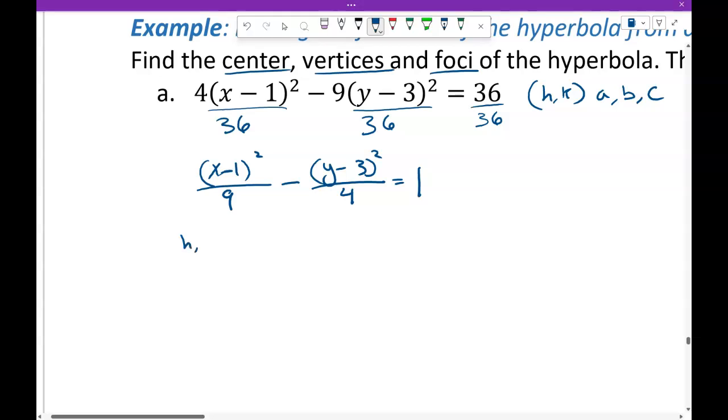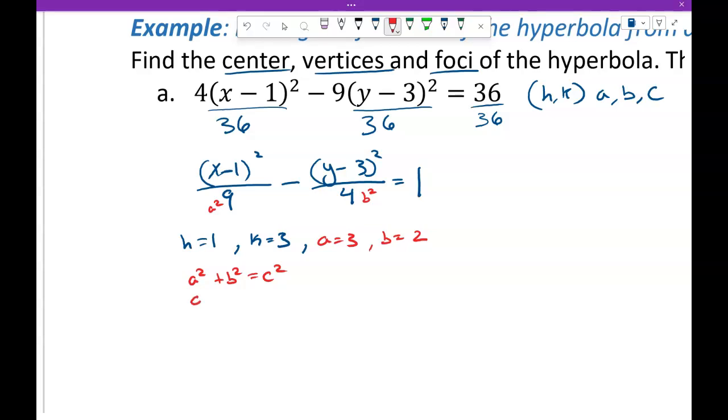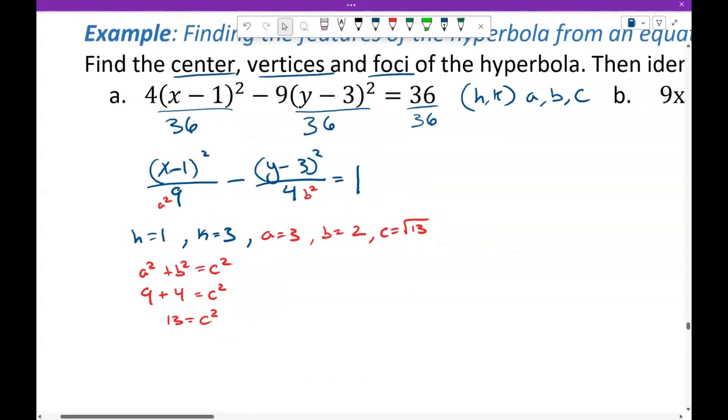We know the value of h is 1. We know the value of k is 3. A squared is 9, which means that a is 3. B squared is 4, meaning b is 2. Then we can use our Pythagorean relation in order to calculate for c. And so we get 13 for c squared. So we know c is the square root of 13. So now let's visualize our hyperbola.